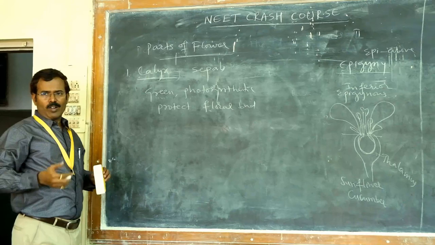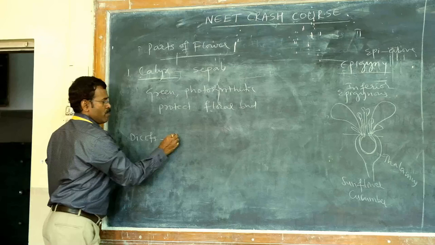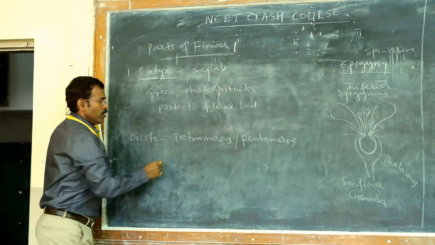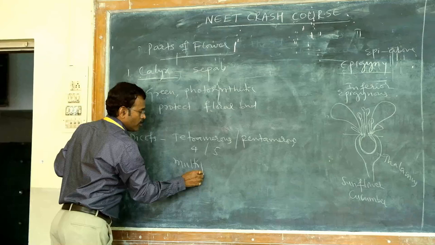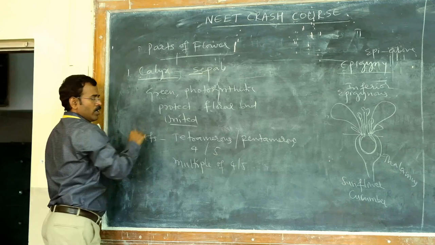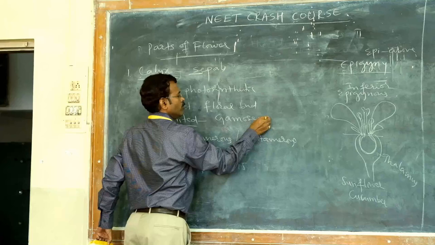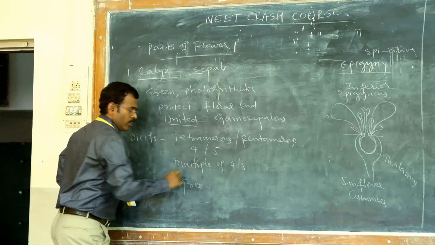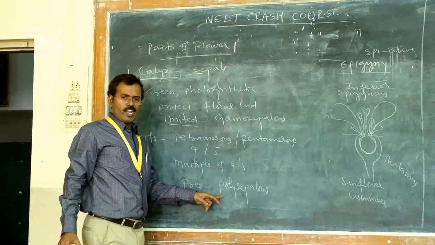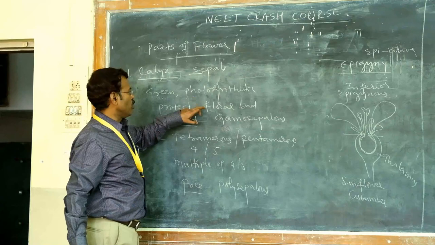Usually the number of sepals or petals in a flower varies. In case of dicots, it can be tetramerous or pentamerous. The number of sepals or petals is either 4 or 5 or a multiple of 4 or 5. If the sepals are united, then we call it a gamosepalous condition. If the sepals are free, individual sepals not fused with each other, then it is called a polysepalous condition. Polysepalous condition you can see in mustard, water lily, and Delonix. Gamosepalous condition you can see in brinjal and datura.